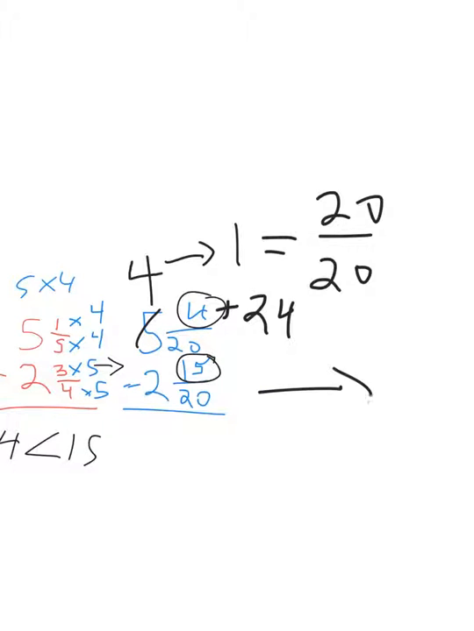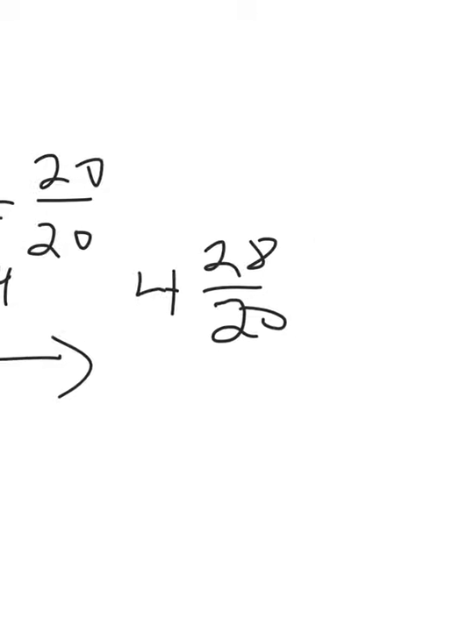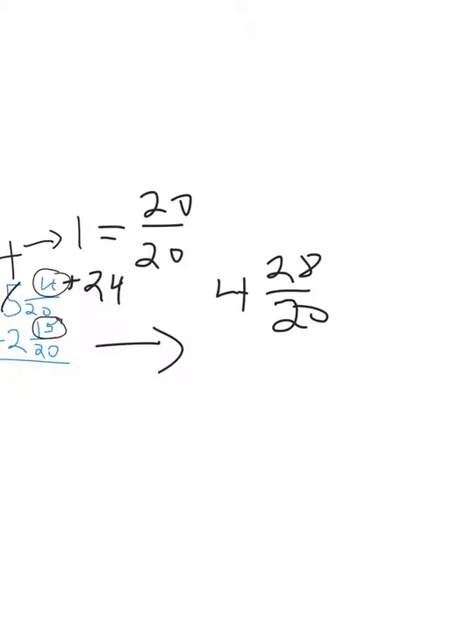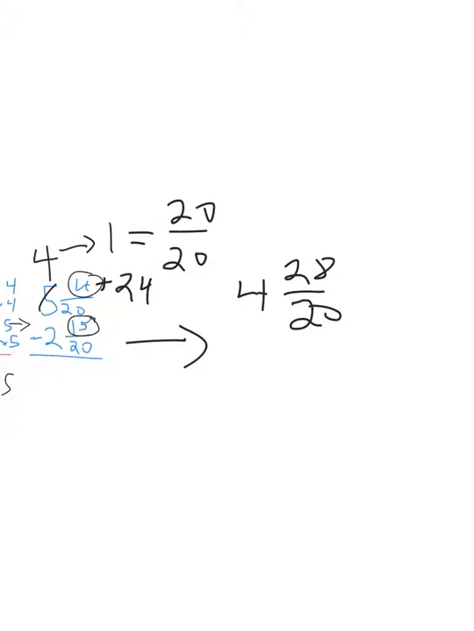Okay? So you're going to come over here and we're going to have 4. What is 4 plus 24? 28, right? Over 20. Okay, because the bottom stays the same, right? Okay, and then we have the same number over there. What was the bottom number? 15 over 20. Now we can do it, right?